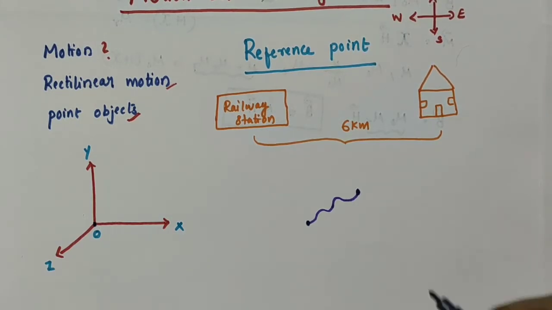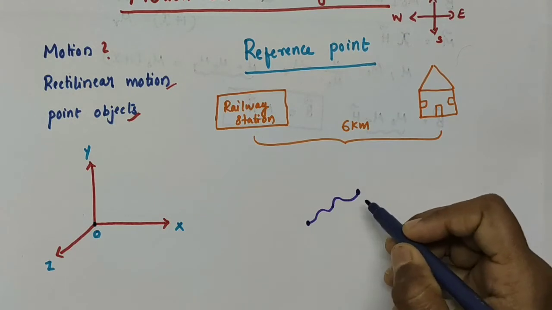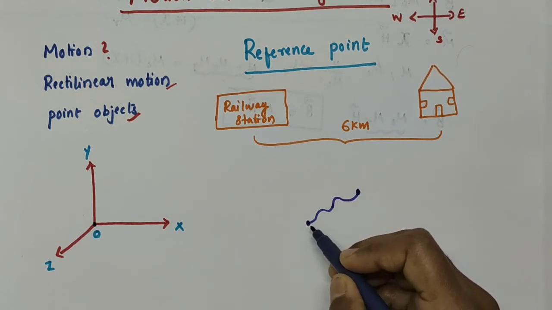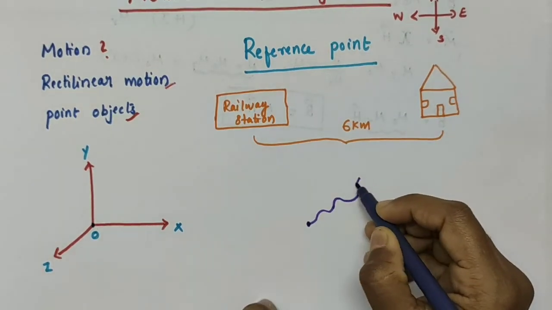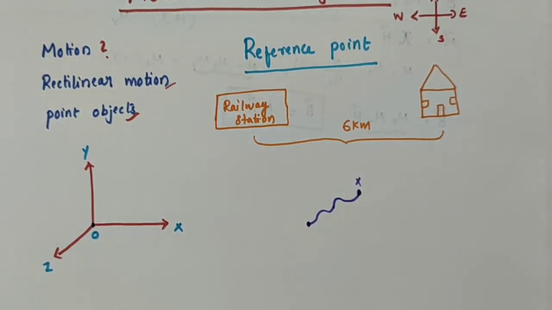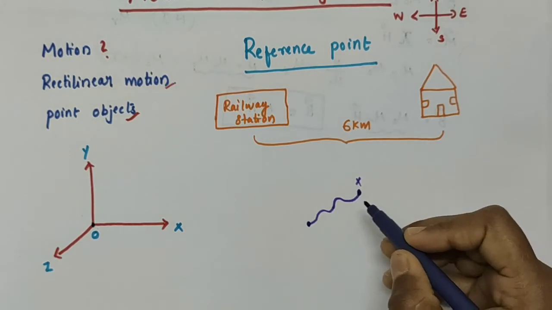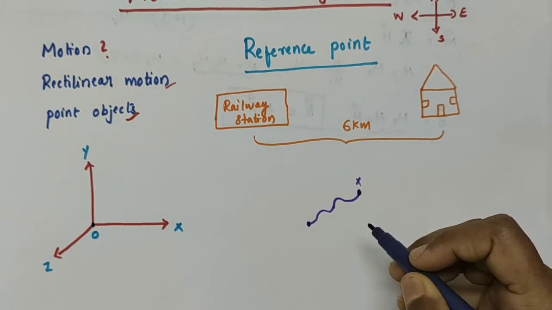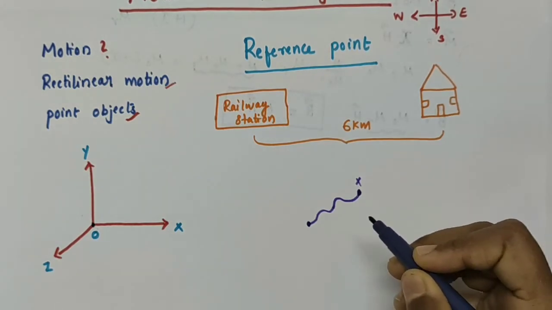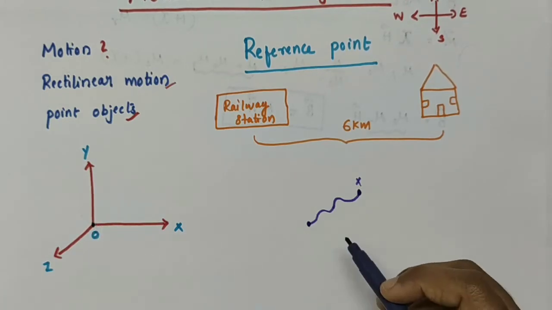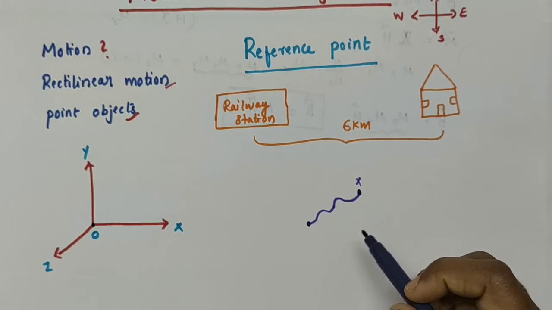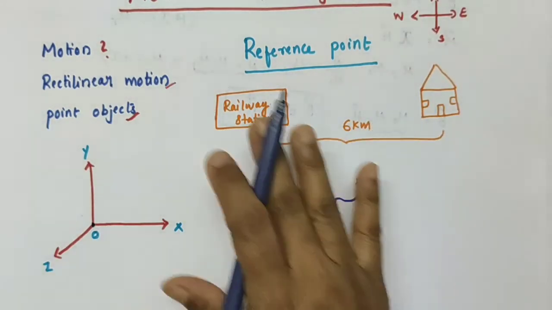Okay, now to specify the position of this ant, it started its motion from here, but after some time, it reached somewhere here. So now the ant is here. Now to specify the position of the ant, we can consider a rectangular coordinate system like this one. And here we need two axes because it is a motion on a plane, no?